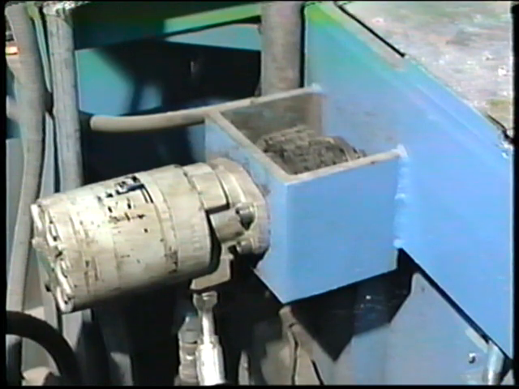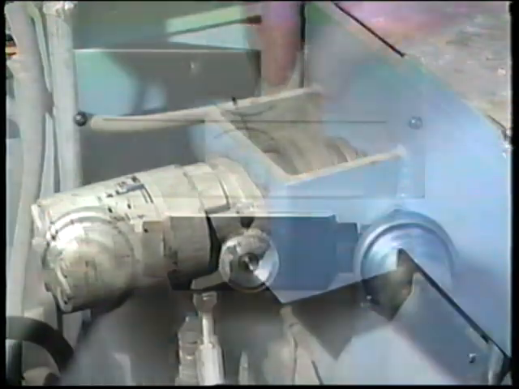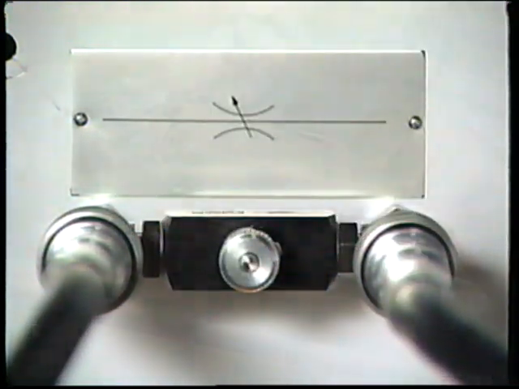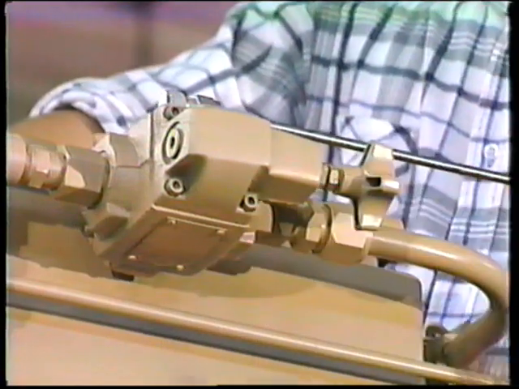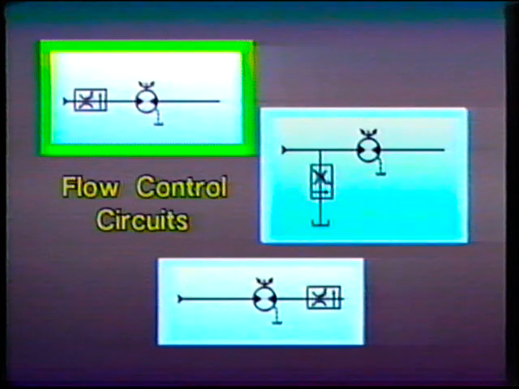Both speed control and torque control of hydraulic motors is common in industry. Usually, speed is controlled by flow control valves, while torque is controlled by varying the pressure or the displacement. Let's look at speed control first. Generally, flow control valves are used in three kinds of circuits: bleed off, meter in, and meter out.